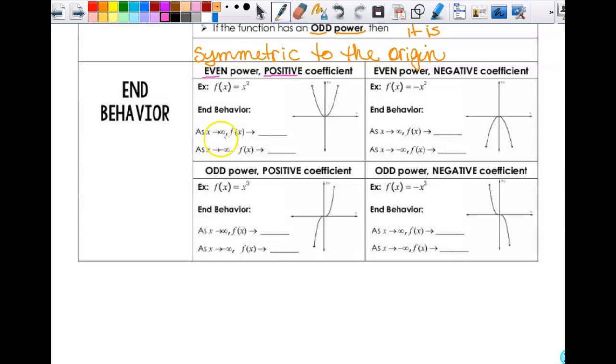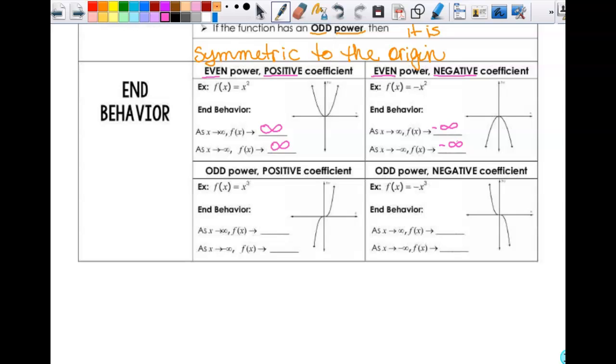So that means that as x approaches infinity, what does f of x approach? Infinity. And as x approaches negative infinity, f of x approaches infinity again, right? Even power negative coefficient means I'm going to be reflected down, whether it's x squared, x to the fourth, x to the sixth, whatever. Then this is what my end behavior looks like. So as x approaches infinity, f of x approaches negative infinity. And as x approaches negative infinity, f of x approaches negative infinity again, right?